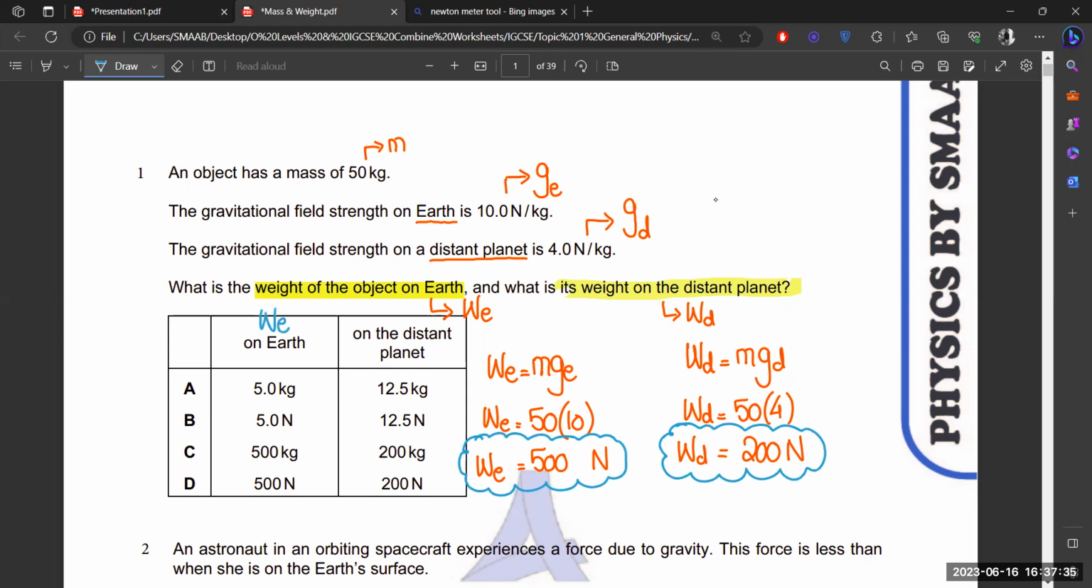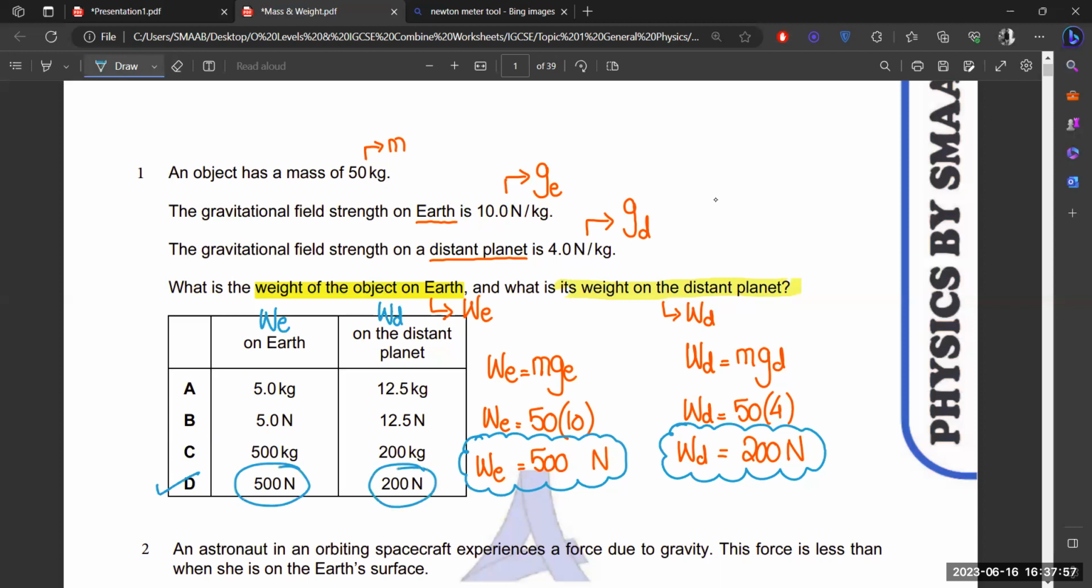This is WE and this is WD. WE is weight on Earth and WD is weight on the distant planet. So weight on Earth is 500 and weight on the distant planet is 200. Sorry, option D, because the SI unit is different: 500 Newton and 200 Newton.